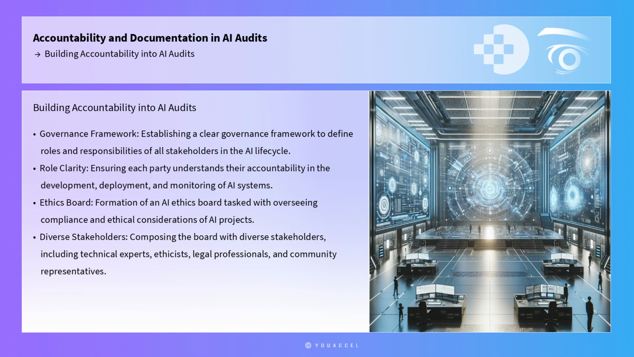AI systems. A robust governance framework can include the formation of an AI ethics board or committee tasked with overseeing the compliance and ethical considerations of AI projects. This board should be composed of diverse stakeholders, including technical experts, ethicists, legal professionals, and representatives from affected communities. Such diversity ensures a holistic approach to accountability, taking into account various perspectives and potential impacts.